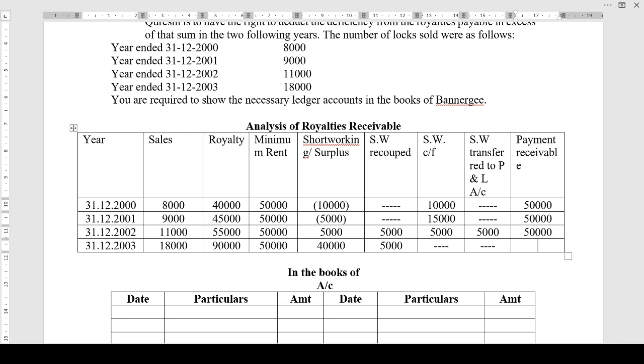Now you tell me the payment. How much is going to be the payment? The actual royalty is 90. But out of 90, you've used 5,000 to recoup a short working. So how much can you actually pay? 80. The landlord is going to receive 80.